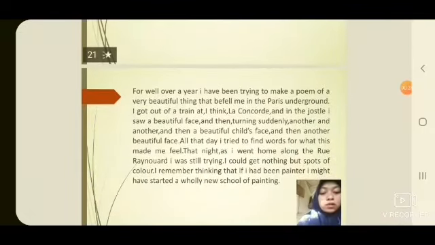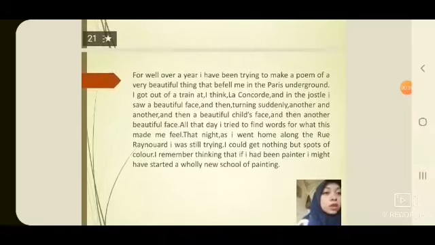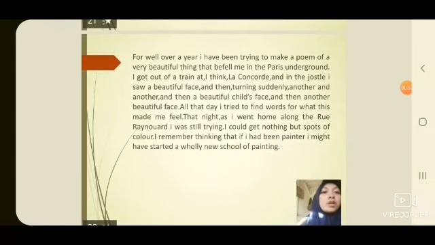This is a letter from a well-known American writer to his friend. It has anticipatory constituents from the first paragraph. "For well over a year, I have been trying to make a poem of a very beautiful thing that befell me in the Paris underground." "For well over a year" is an adjunct, so it is an anticipatory constituent.